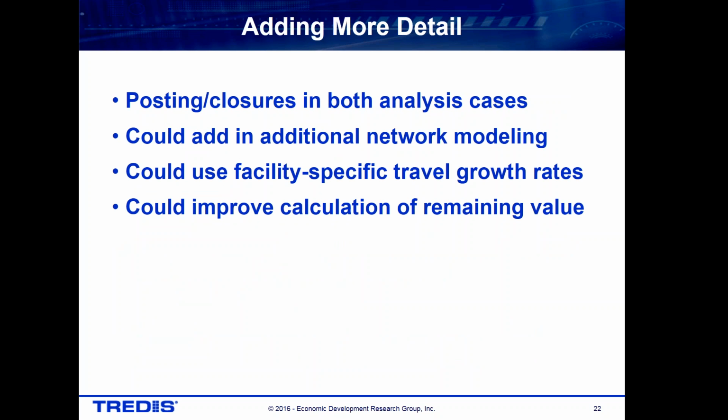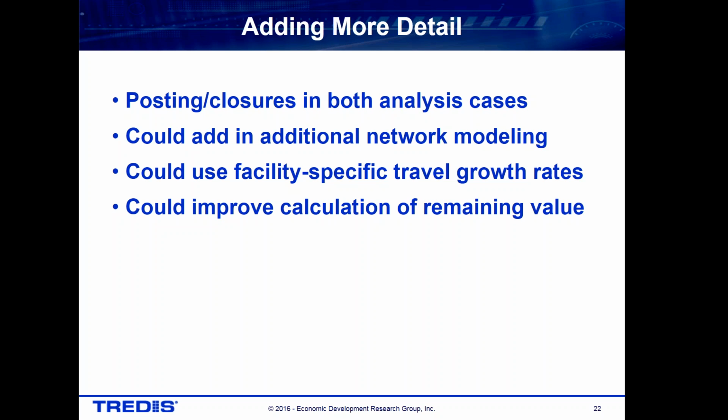Additional levels of detail can be added to preservation programs and analysis, such as pavement and bridge. In the case of a bridge program, you may want to look at scenarios where postings and closures are expected to occur in both analysis cases. You could also add additional network modeling in addition to information from the asset management system and asset databases due to interactions between closures of bridges on the same highway or street networks.